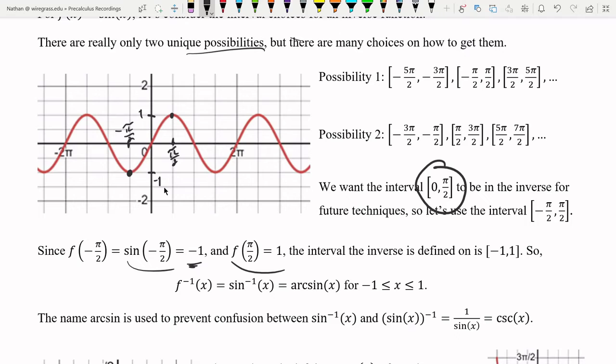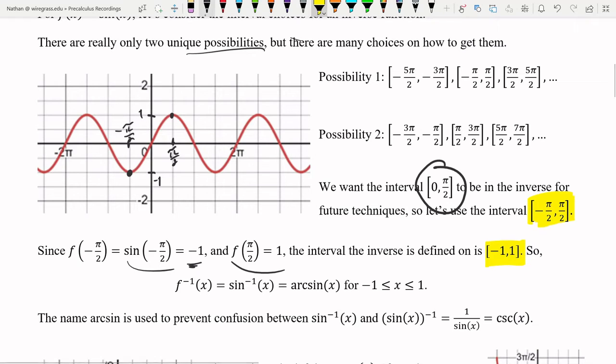But it's important to note that those do equal each other. When we go from this interval from negative pi over 2 to pi over 2, we're including those two things. Therefore, the range on this one is going to be from negative 1 to 1. It does hit those endpoints.